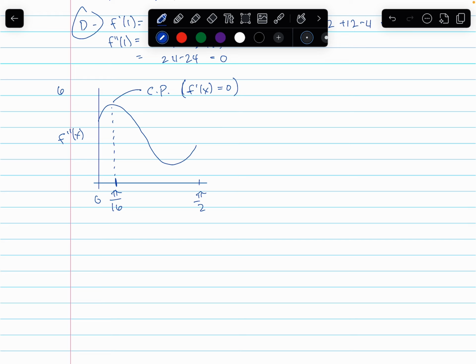Let's go to B. The absolute minimum of f is at x equals pi 16th. Okay.